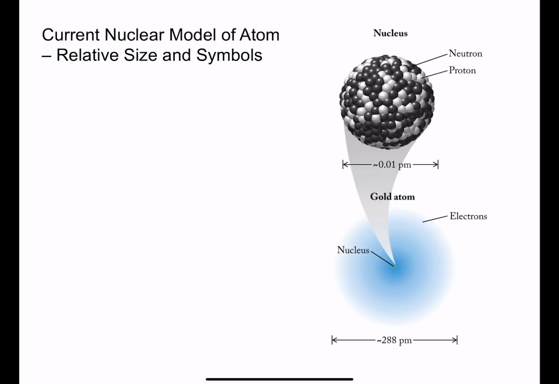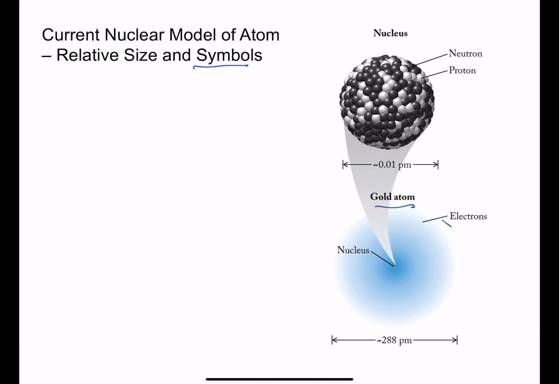So here's our current model of the atom. We have here a gold atom with a nucleus containing protons and neutrons, and it's very small, and there are electrons distributed around it. Our nucleus is on the order of 0.02, 0.01 picometers, whereas the entire atom is 288 picometers, much, much larger than the nucleus. It's about the size of a fly in a baseball stadium, the nucleus compared to the atom.